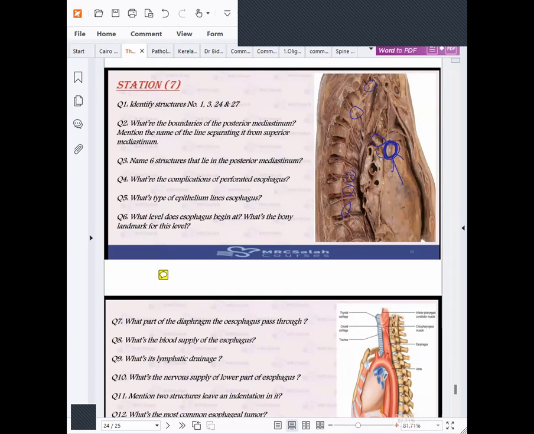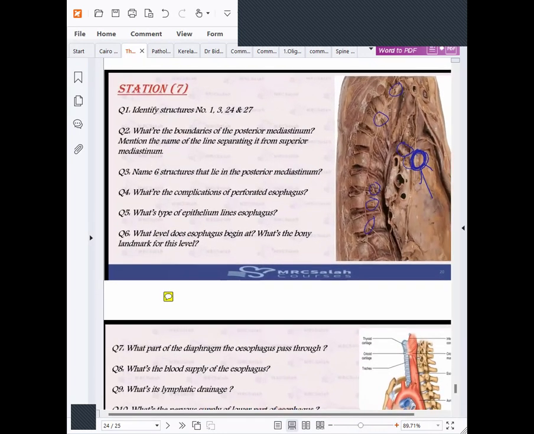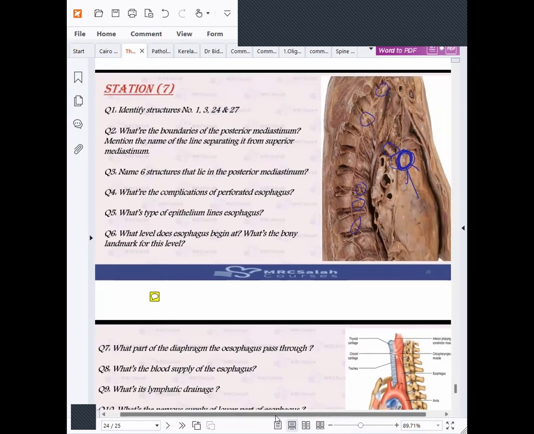If you are joining from mobile, you can zoom in on your mobile screen to make it larger. You can zoom here, and this is 24.